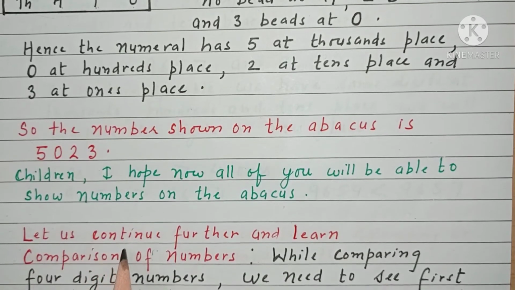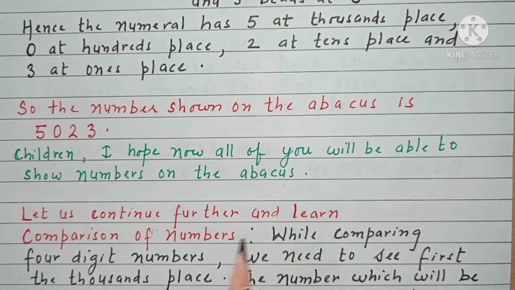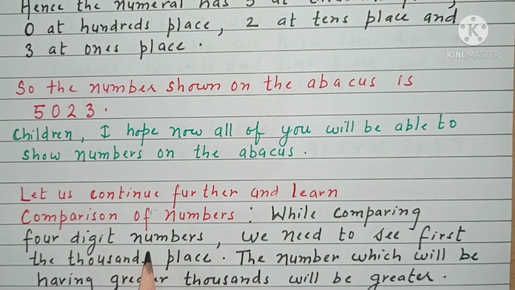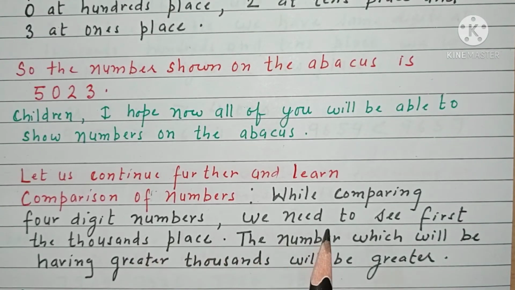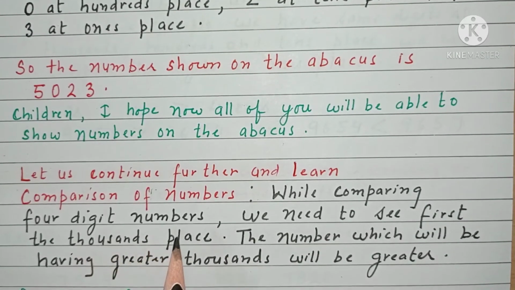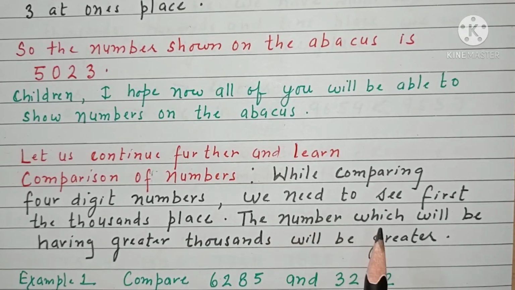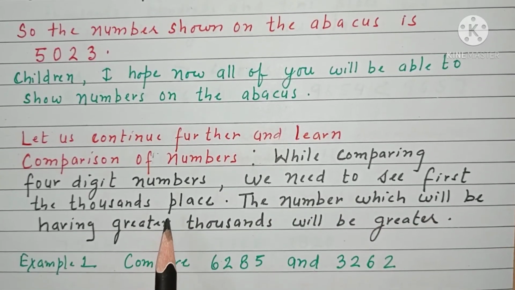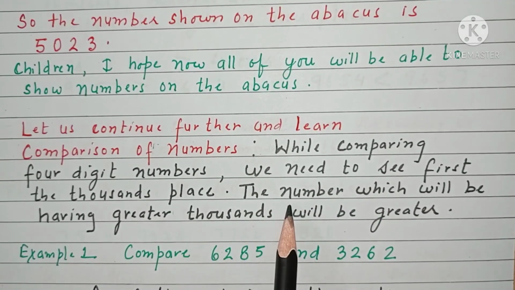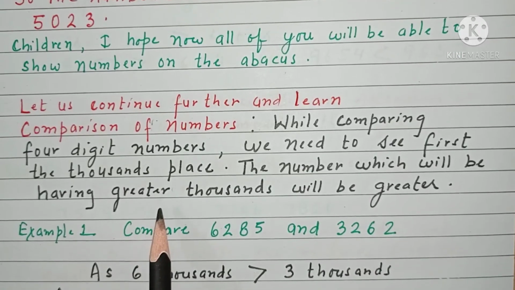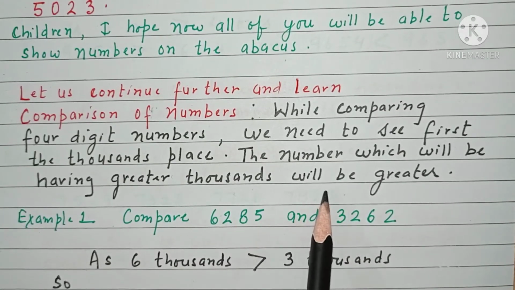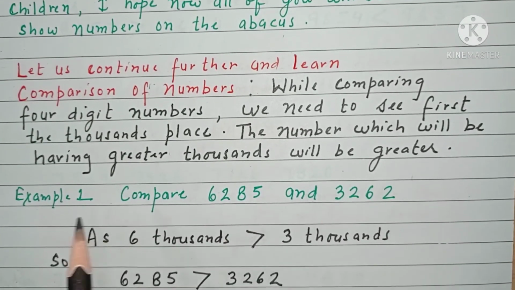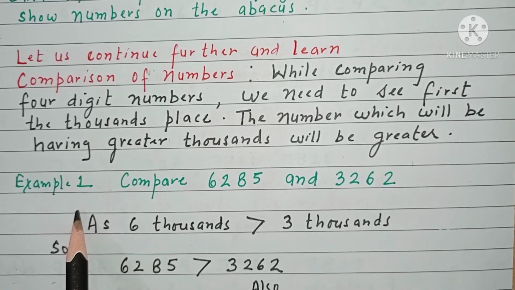Let us continue further and learn how to compare the numbers. While comparing 4-digit numbers, we need to see first the thousands place. The number which will be having greater thousands will be greater. Let us check out with the example.